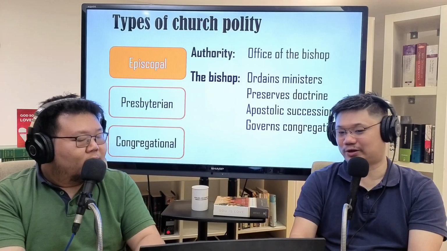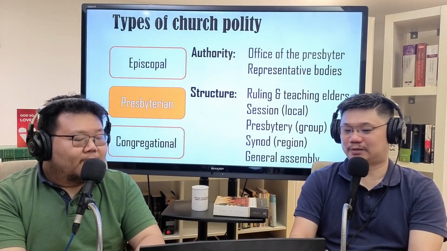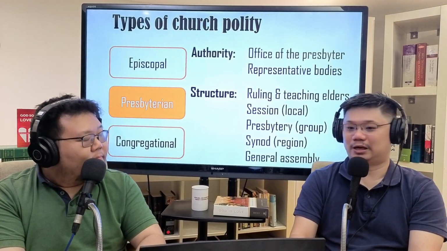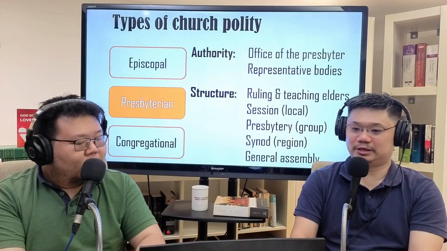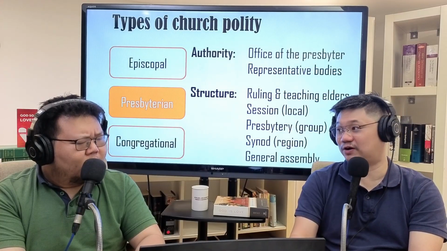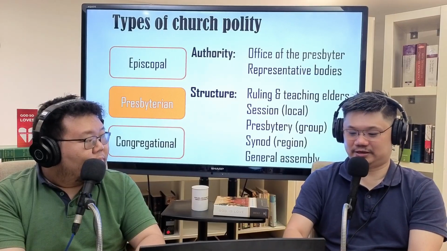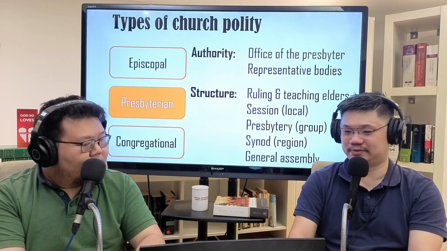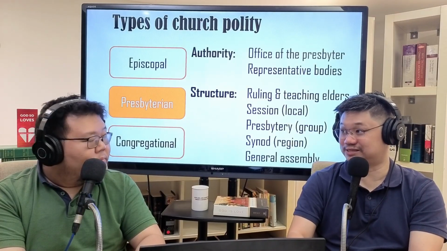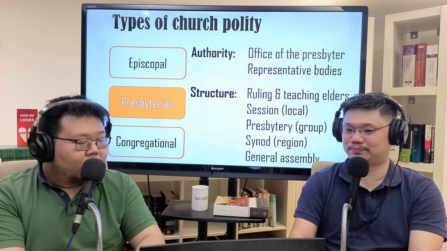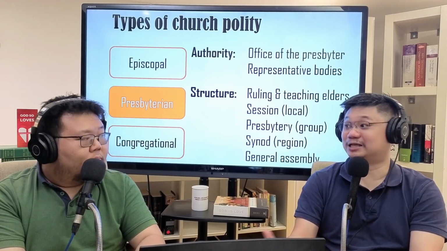The next system we want to look at is Presbyterian polity. Presbyterian comes from the Greek word presbyteroi, which means elder. So the authority lies in the office of the elder. The structure of the Presbyterian system is that we have the local session. The local church is called a session, and these sessions are ruled by elders. There are the ruling elders and the teaching elders.